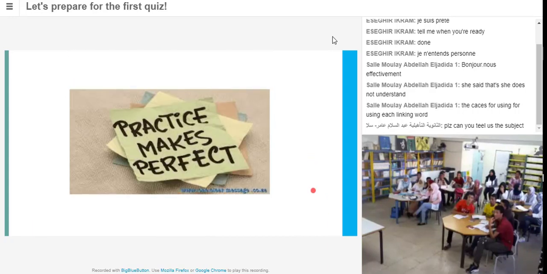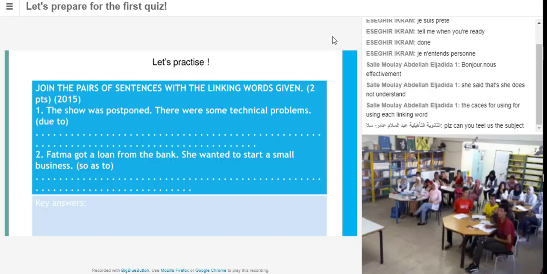Now, as we say, practice makes perfect. The exercises I'm going to show you now are sentences and exercises taken from previous national exam questions. Let's start with the first one. I took it from one of the exams that you have in 2015. The instruction says, join the pairs of sentences with the linking words given. So they give you two independent and separate sentences, and they give you a linking word to join these pairs of sentences. I'm going to give you some time to give me an answer to this. Please, can you write your answer in the chat space?